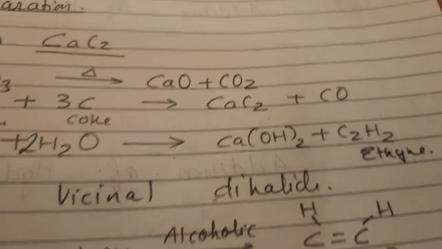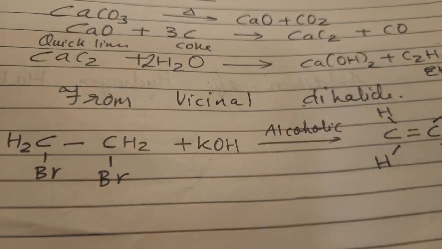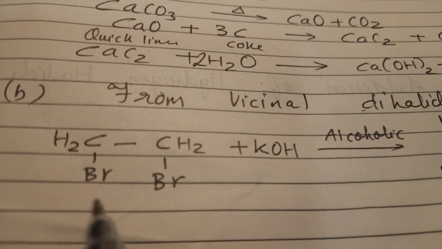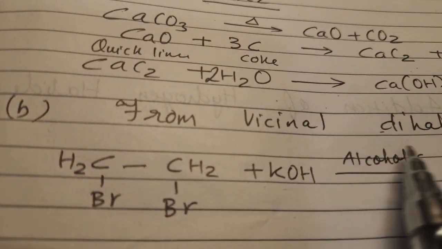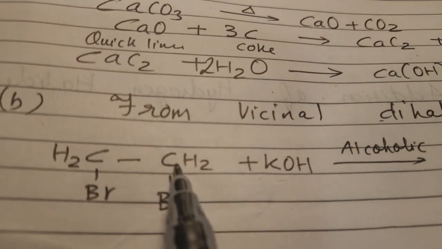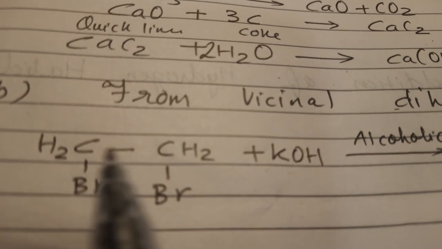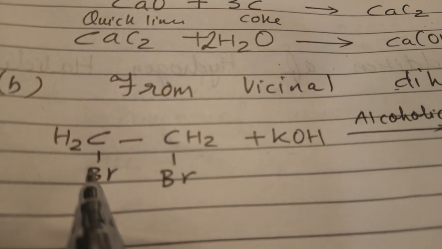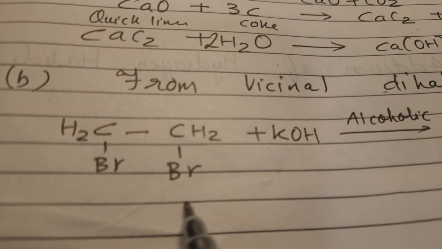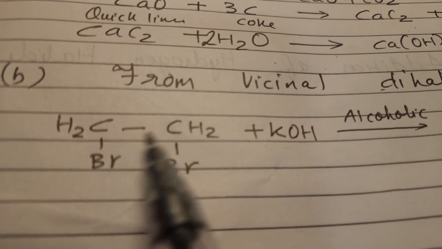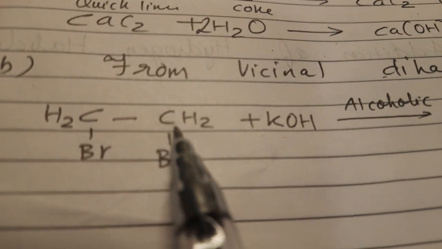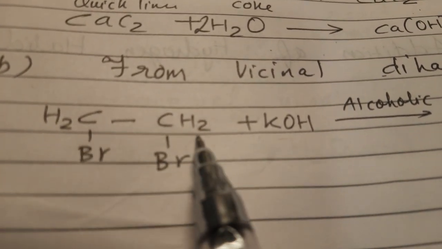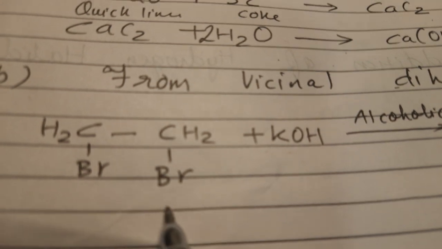Second one is from vicinal dihalide. So what is vicinal dihalide? Beta, yesterday I had explained to you. When both halogens, the same kind of halogen, are on adjacent carbon atoms, then it is known as a vicinal dihalide. So what is the IUPAC name of this compound? 1,2-dibromoethane, right? It is a vicinal dihalide.